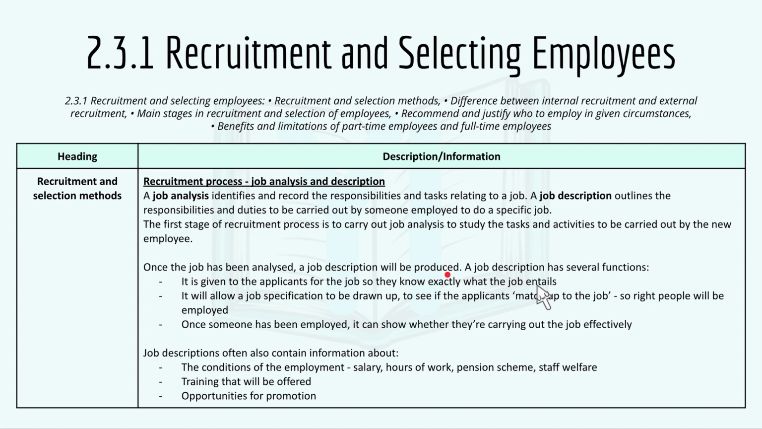And it has several functions, such as it's given to the applicant for the job so they know exactly what the job entails. It will allow a job specification to be drawn up to see if the applicants match up to the job specification. And once someone has been employed, it can show whether or not they have been carrying out the job effectively. The job description often also contains information about the conditions of the employment, like training that will be offered, and opportunities for promotion for the employees.